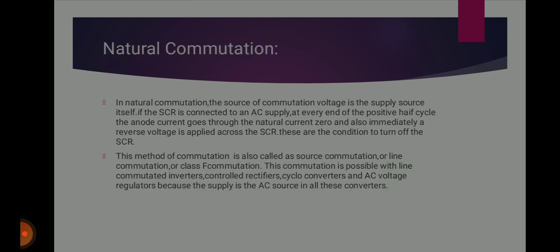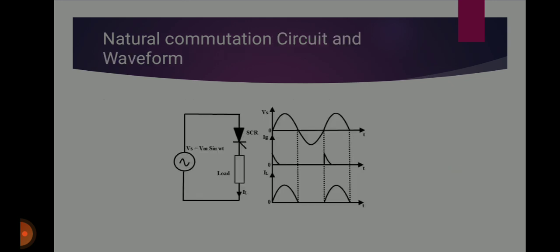Then there are two types: natural commutation and forced commutation. The first type is natural commutation. In natural commutation, the source of commutation voltage is the supply source itself. If the SCR is connected to an AC supply, at the end of the positive half cycle the anode current goes through the natural current zero. So in this graph, the current will be zero.